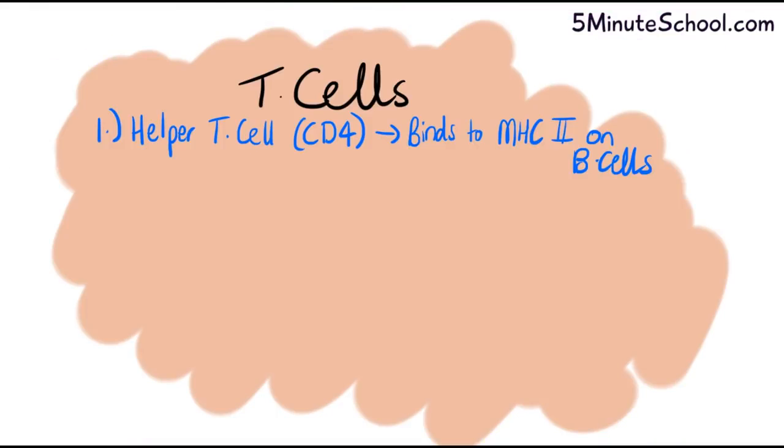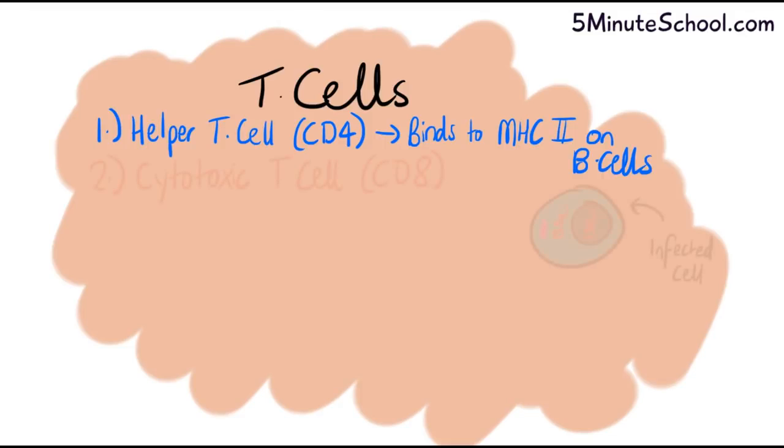Now let's talk about T cells. We just mentioned one type of T cell called the helper T cell, also known as CD4 T cells, and just to recap, it binds onto the second class of major histocompatibility complex, which is a molecule located on the surface of B cells, and this binding causes the release of lymphokines.